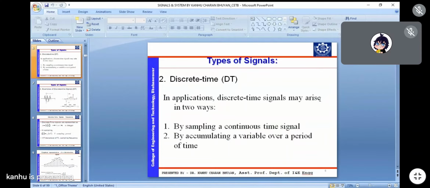Another example I am writing. A finite sequence that satisfies the condition x(n) is equal to 0 for n less than 0. You have to write that equation or write that sequence. A finite duration sequence that satisfies the condition x(n) is equal to 0 for n less than 0.